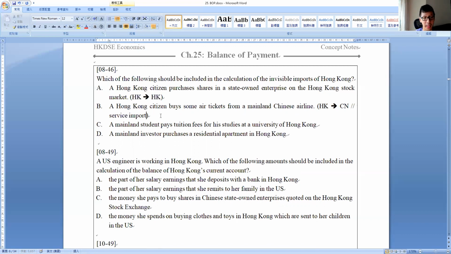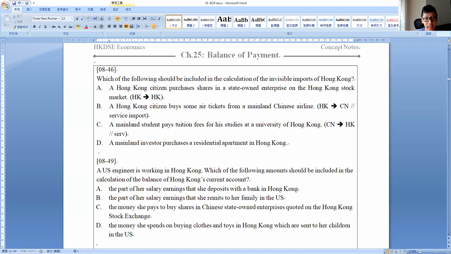Now, what about C and D? Mainland students pay tuition fee for their studies in university。喂，咁即係咩意思啊？China paying money to Hong Kong. Yes, this is a service, but this will be an export of service. So not the answer we want. And D, mainland investor，唔講啦，investor KFA 啊，唔講啦。All right.